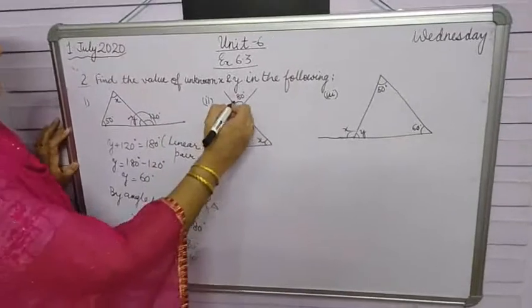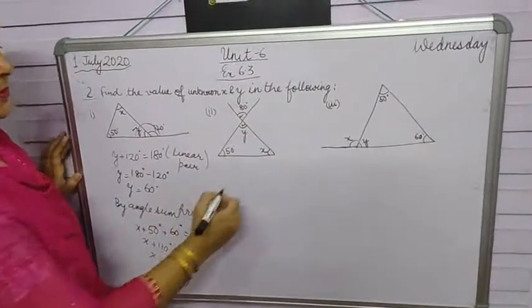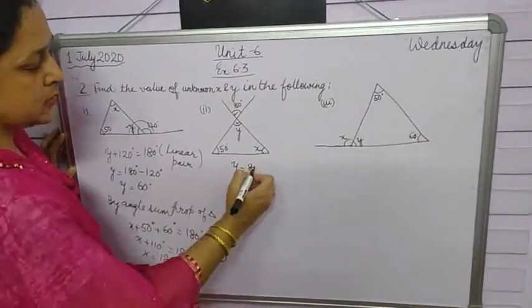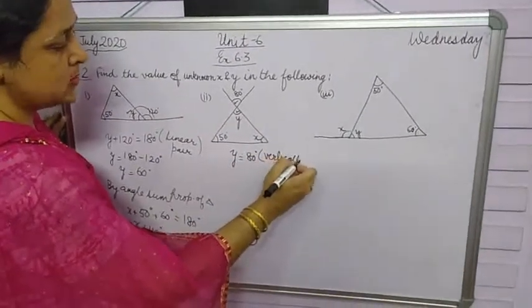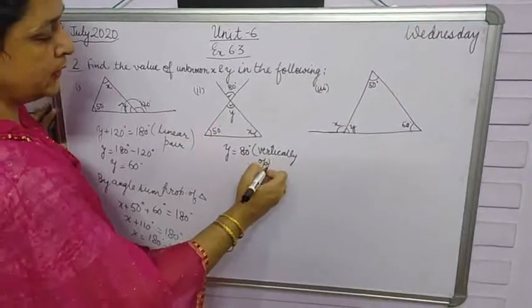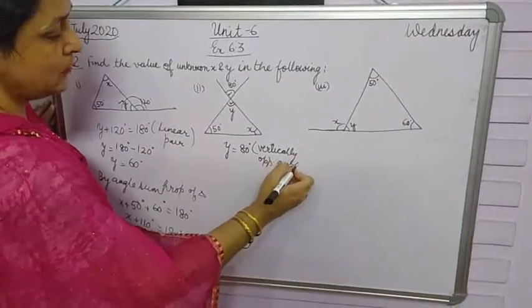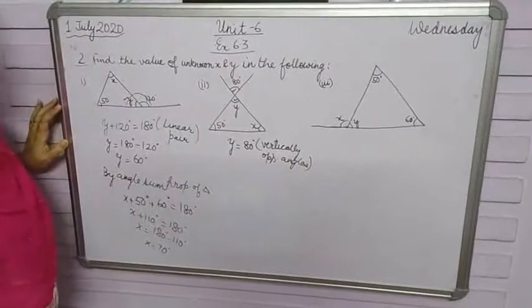Now see the second figure. Now what are these two angles? Yes, these are vertically opposite. So one angle, that means y, we have found y is equal to 80 degrees because these two angles are vertically opposite angles and they are always equal.